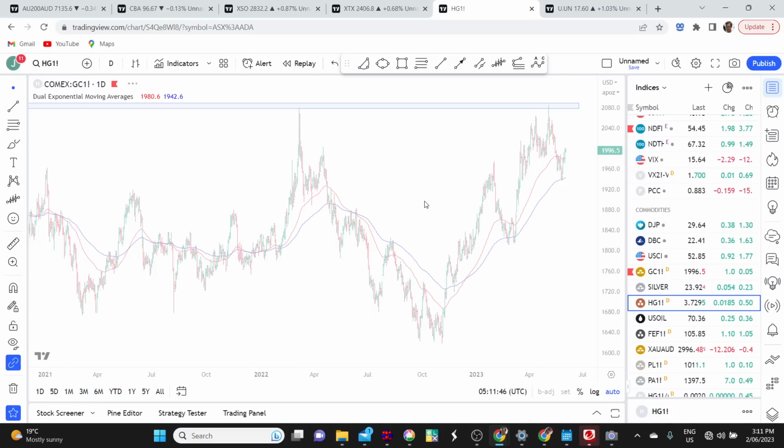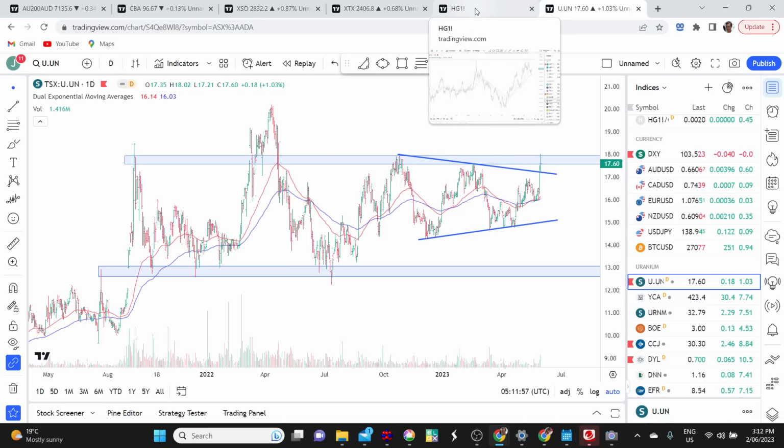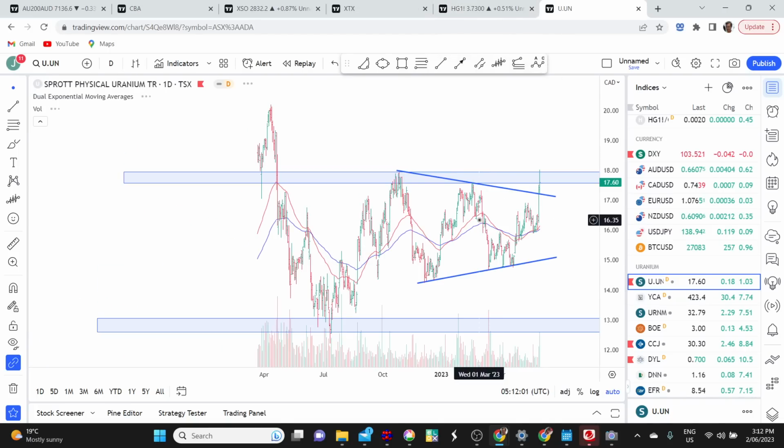Copper is trading below its moving averages. It's not doing a great deal, and I can't show you copper at the moment because we're not getting the internet feed. So what I'm going to do, I'm going to jump over to uranium, and uranium's been the really interesting mover of the week.